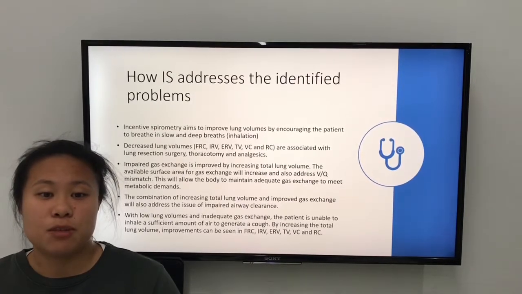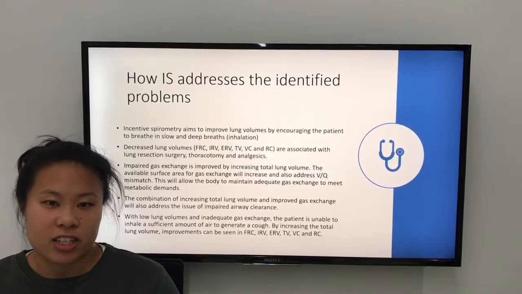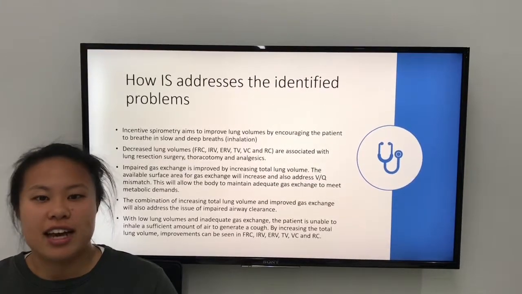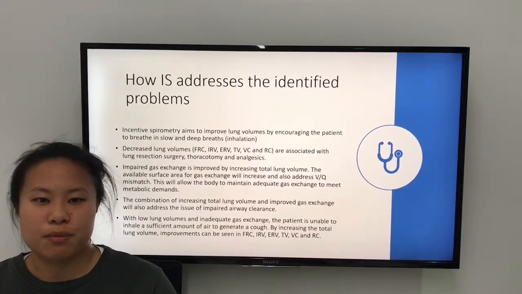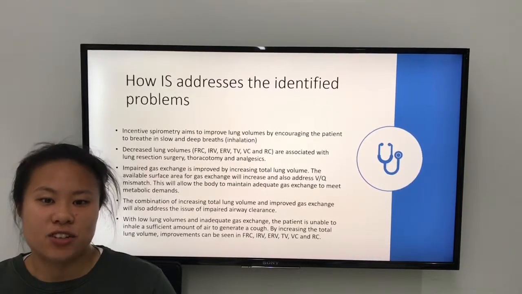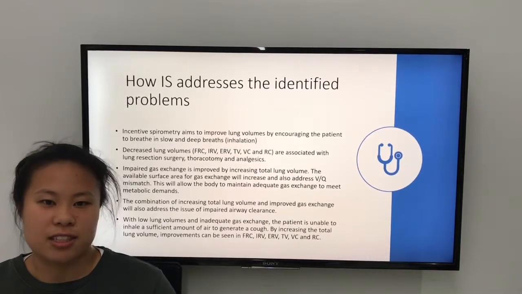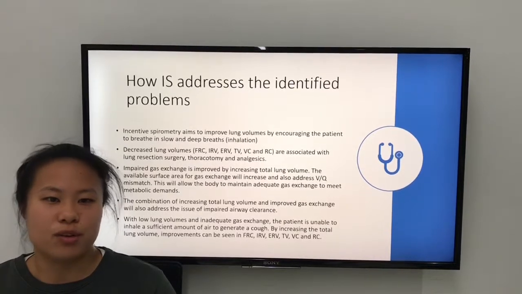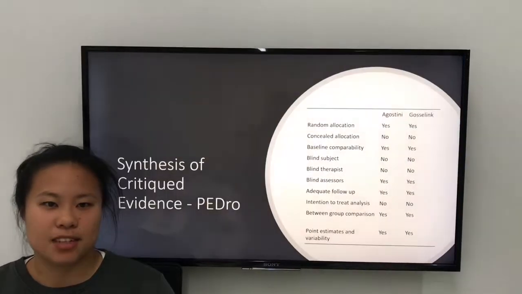This addresses patient problems of impaired gas exchange by increasing the volume of gases available for perfusion and increasing surface area where perfusion occurs. Increased gas exchange and increased lung volumes addresses the problem of impaired airway clearance by increasing paracardial stretch and the recoil in the cough mechanics.